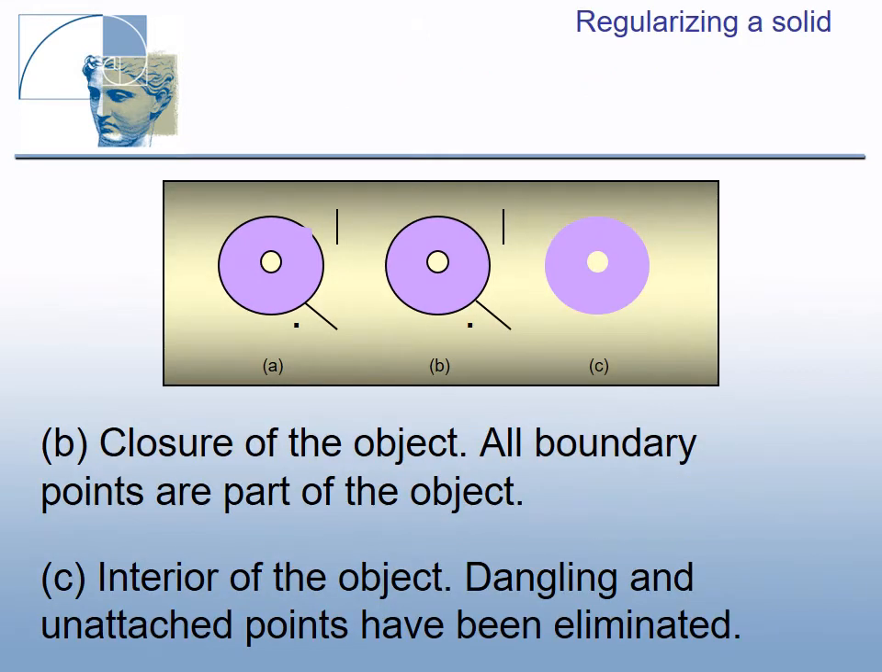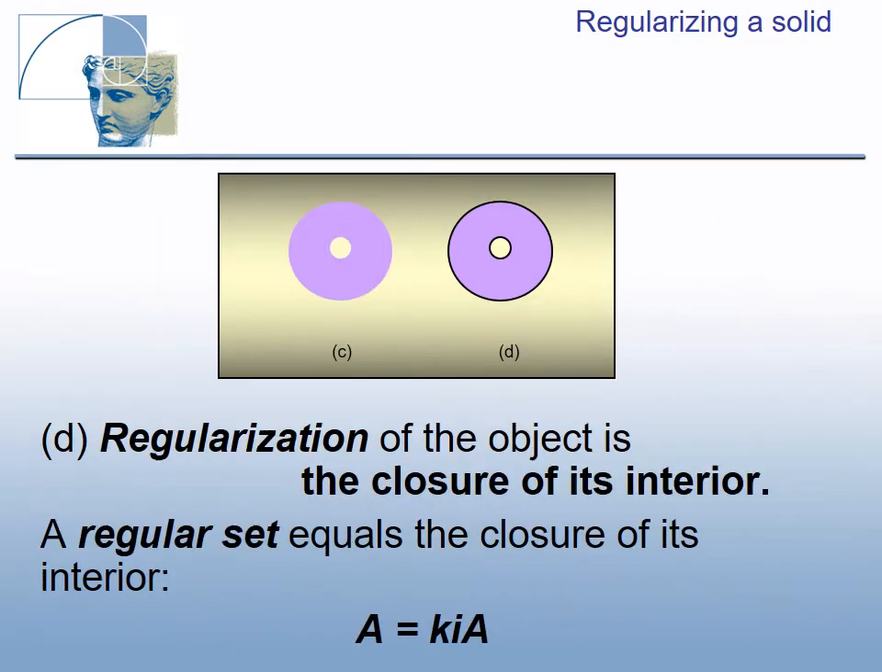Figure B shows closure of the object. All boundary points are now a part of the object. Look at figure C. We take now only the interior of the object. Dangling and unattached points have been eliminated. Regularization of the object is the closure of its interior. This operation is illustrated in figure D. A regular set equals the closure of its interior.